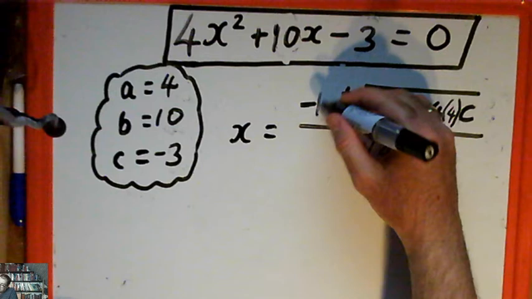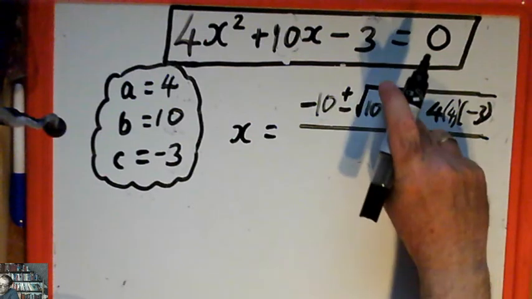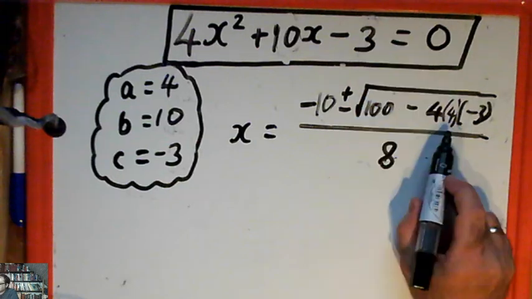Okay, let's tidy this up. 2 times 4, that's 8. 10 squared, that's 10 times 10, which is 100. 4 times 4 is 16. 16 times 3 is 48. So 4 times 4 times minus 3 will be minus 48.